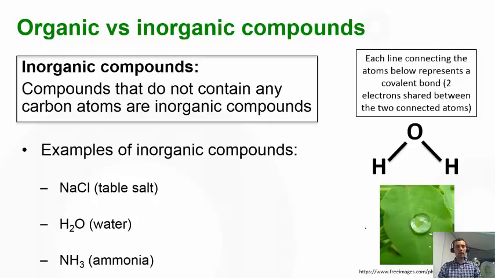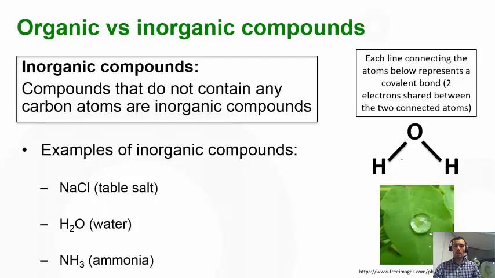But not all compounds contain carbon, do they? That's where we have our inorganic compounds, and these are the compounds that do not contain carbon atoms. We've seen some of these already in the course. For example, water, H2O, no carbon there. NaCl, one of our ionic compounds, also known as table salt. Again, no carbon atoms. But we can represent these structures just in the same way.